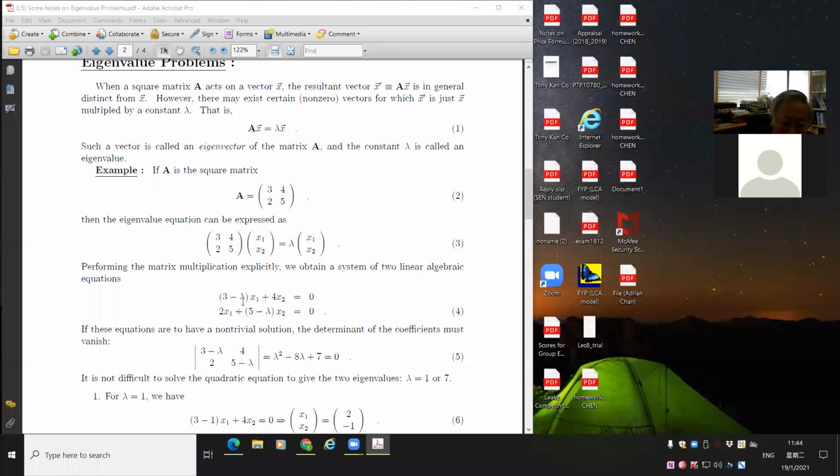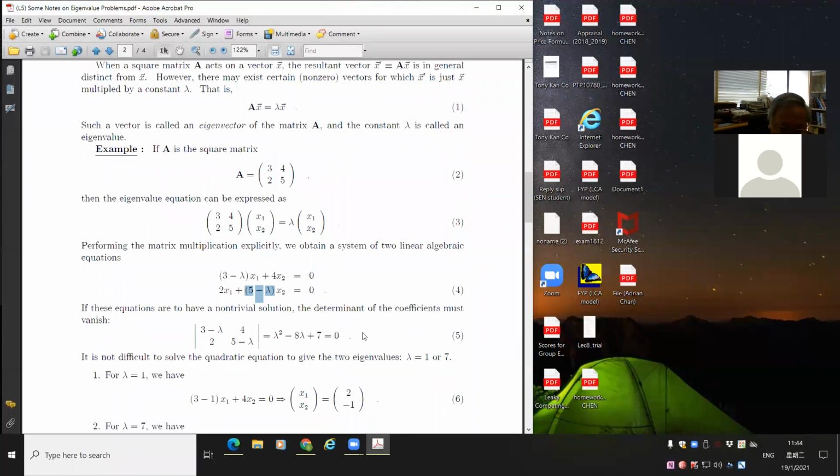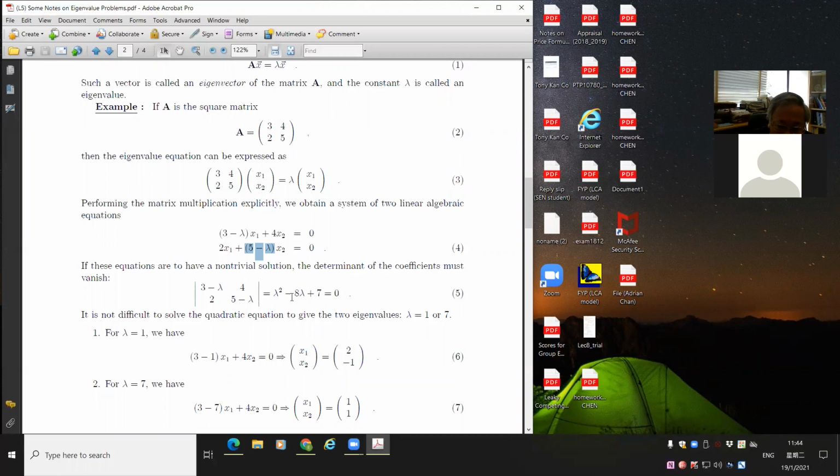So the coefficient matrix has the 1,1 element, the 1,2 element, the 2,1 element, and the 2,2 element. The determinant of this coefficient matrix must vanish. Since this is a 2 by 2 determinant, we will obtain a quadratic equation, and we can obtain the roots immediately. The two roots of this equation are lambda equal to 1 and lambda equal to 7.